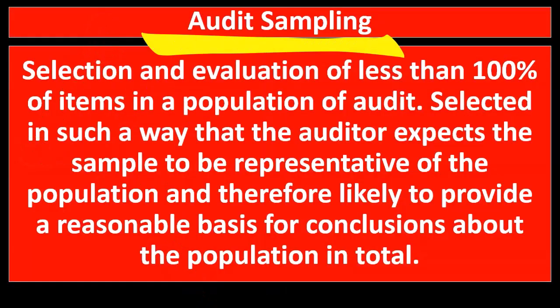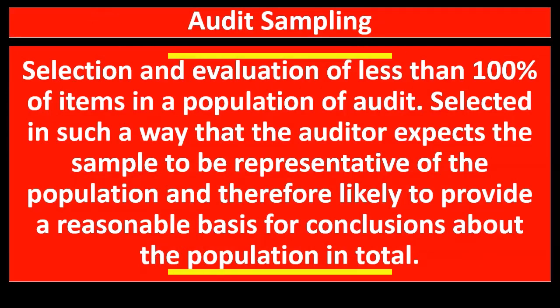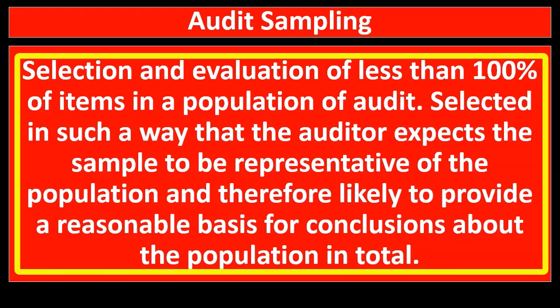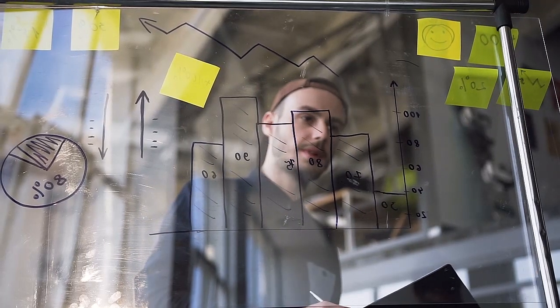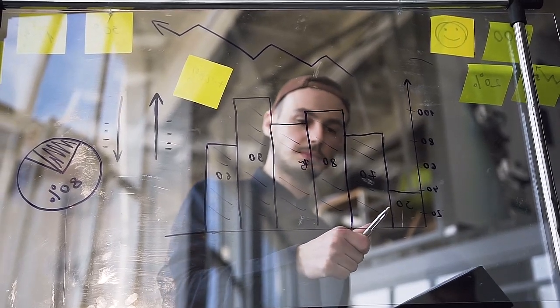We're looking at these terms in more detail, starting with audit sampling. Audit sampling: selection and evaluation of less than 100% of items in a population of audit, selected in such a way that the auditor expects the sample to be representative of the population and therefore likely to provide a reasonable basis for conclusion about the population in total. So again, audit sampling is selection and evaluation of less than 100% of items within a population. We have a population, which of course represents 100%. We want to take something other than 100% of it because we don't want to test the entire population.